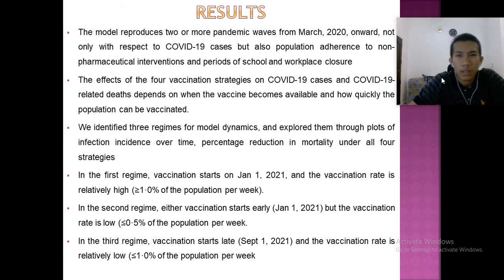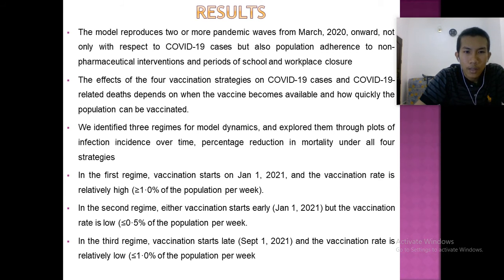So next is the results. The model reproduced 2 or more pandemic waves from March 2020 onward, not only with respect to COVID-19 cases, but also population adherence to non-pharmaceutical intervention and periods of school and workplace closure. The effect of the 4 vaccination strategies on COVID-19 cases and COVID-19 related deaths depends on when the vaccine becomes available and how quickly the population can be vaccinated.